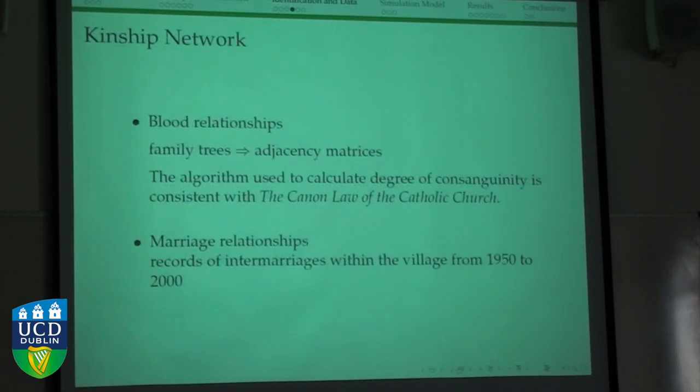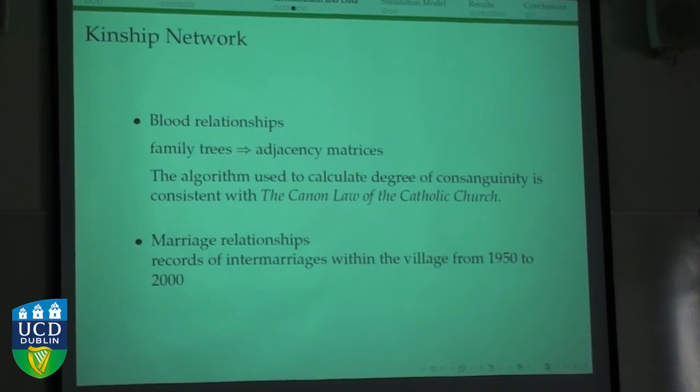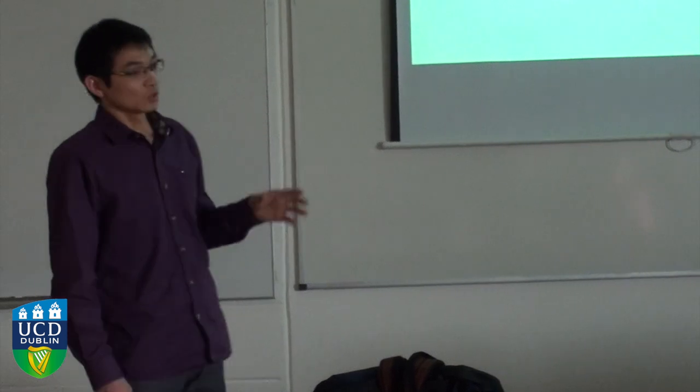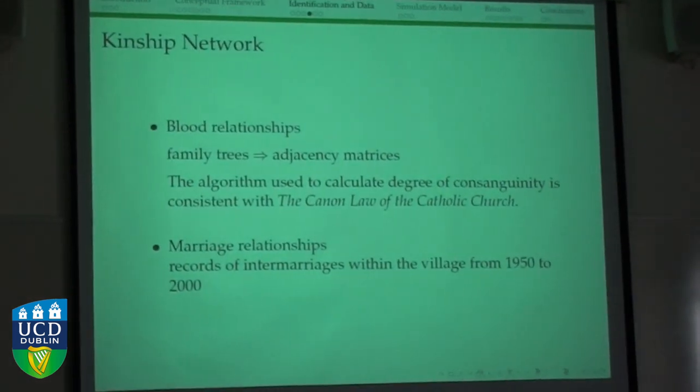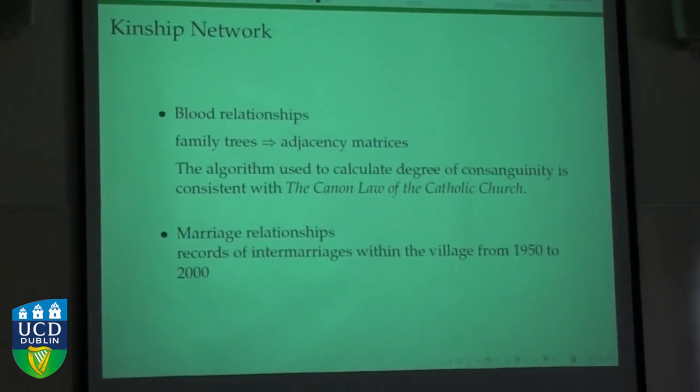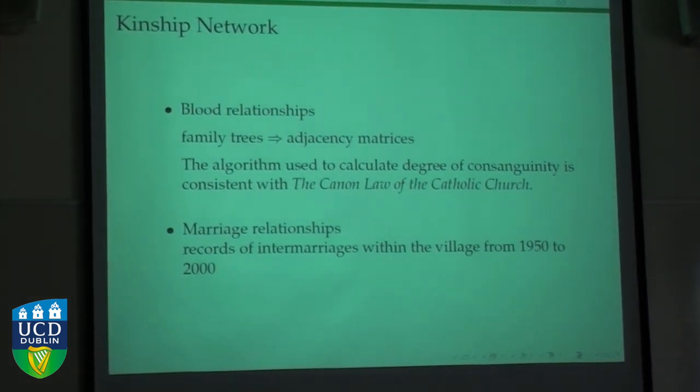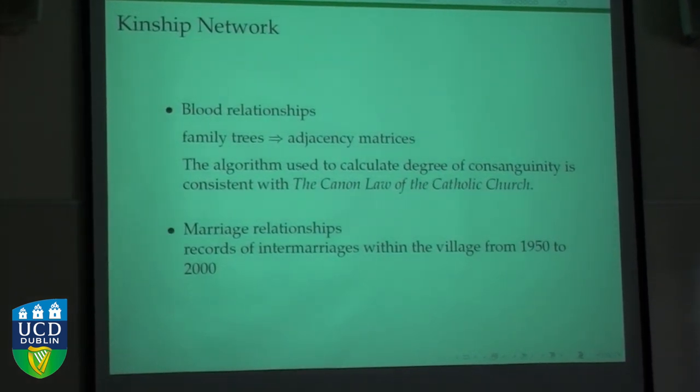Now let's look at the data we have. The first one is the kinship relationship data. The kinship relationship consists of blood relationship and marriage relationship. For the blood relationship, we get the family trees of all the clans in this village. There are 65 clans in the village. Some of them are just one-family clans. The largest clan consists of 56 households. Each of the clans connects households in this village.